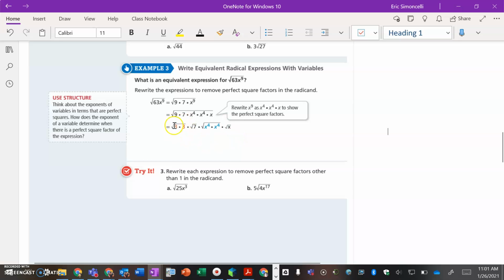These two comprise to be 9, which is a perfect square. These two comprise to be x to the 8th, which is a perfect square. The square root of which ends up being 3 for this particular root, and here x to the 4th. The square root of 7 and the square root of x stand alone under the root. There's nothing more that can be done. So the equivalent expression of that starting root, the square root of 63x to the 9th, is in fact 3x to the 4th times the square root of 7x.